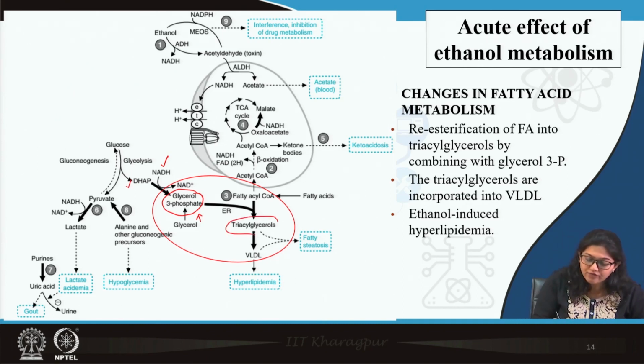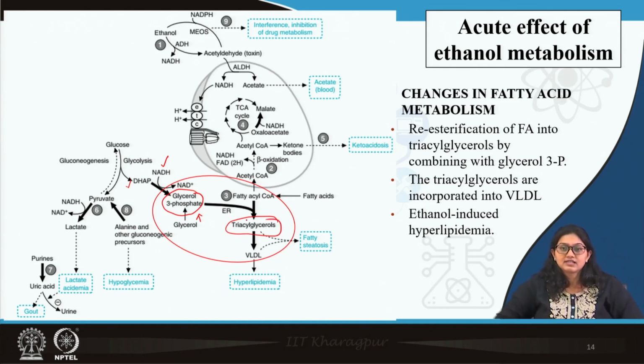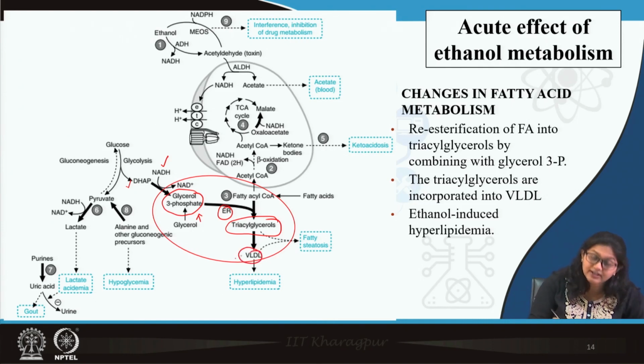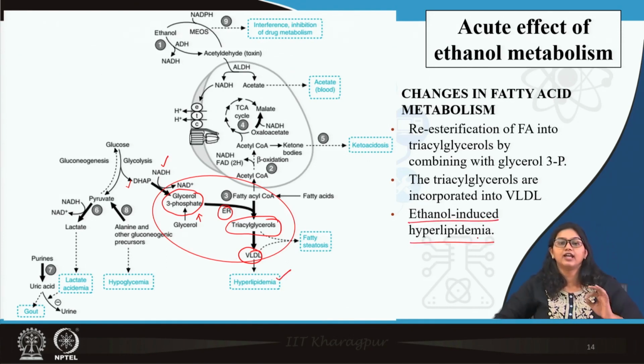So, fatty acyl coenzyme A is accumulated, and there is an adequate supply of glycerol 3-phosphate, which causes formation of triacylglycerol. Moreover, the enzyme for esterification of fatty acyl coenzyme A is an endoplasmic reticulum located enzyme, which can be easily induced by the concentration of alcohol. So, alcohol can itself induce re-esterification of fatty acid. This triacylglycerol is incorporated in VLDL, and VLDL circulates in the blood, which causes hyperlipidemia.